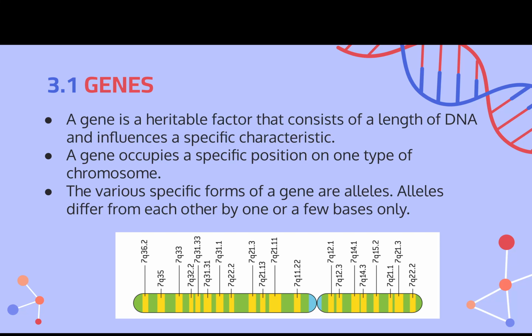The various specific forms of a gene are called alleles, and alleles differ from each other by one or a few bases only. So alleles are basically different types of the same gene. So if a gene is coding for eye color, for example, alleles are the different types that can result from that code. So it can be blue, green, brown, hazel, etc. And the differences between each of these alleles in terms of their DNA composition will only be differing by one or two bases. It won't be more than that.